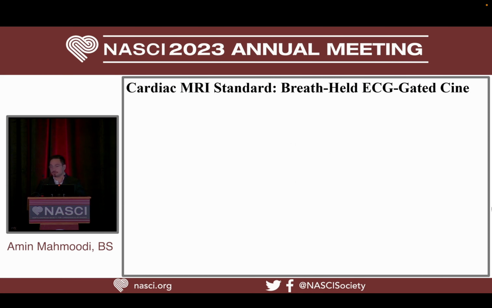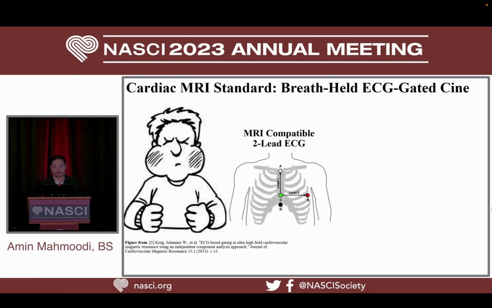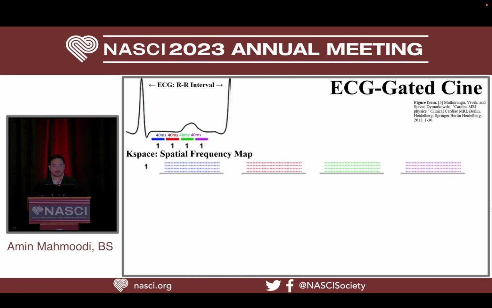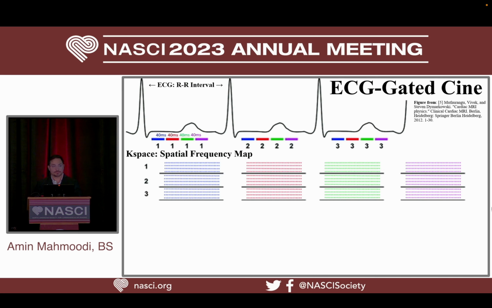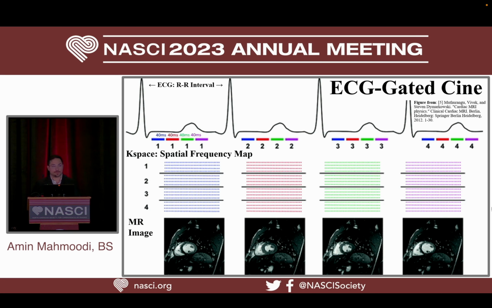So that begs the question, what is the standard of care for cardiac MRI? That would be the breath-held EKG-gated cine, where the patient holds a breath for up to 10 seconds or more, and then an MRI-compatible EKG is used to trigger the MRI acquisition. How that works exactly is that the R peak of the EKG is used to trigger a multi-phase acquisition, where multiple different cardiac phases throughout the cardiac cycle are partially filled in their spatial frequency maps. Then subsequent cardiac cycles are used to complete each of these spatial frequency maps based on the phase of the cardiac cycle. Through mathematical interpretation, here's the inverse Fourier equation, those spatial frequency maps can be turned into MR images.